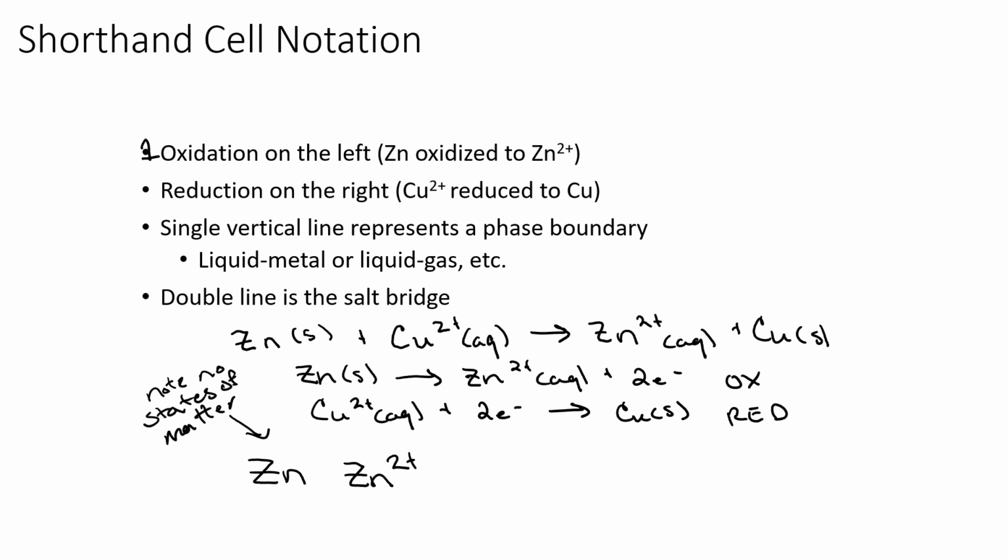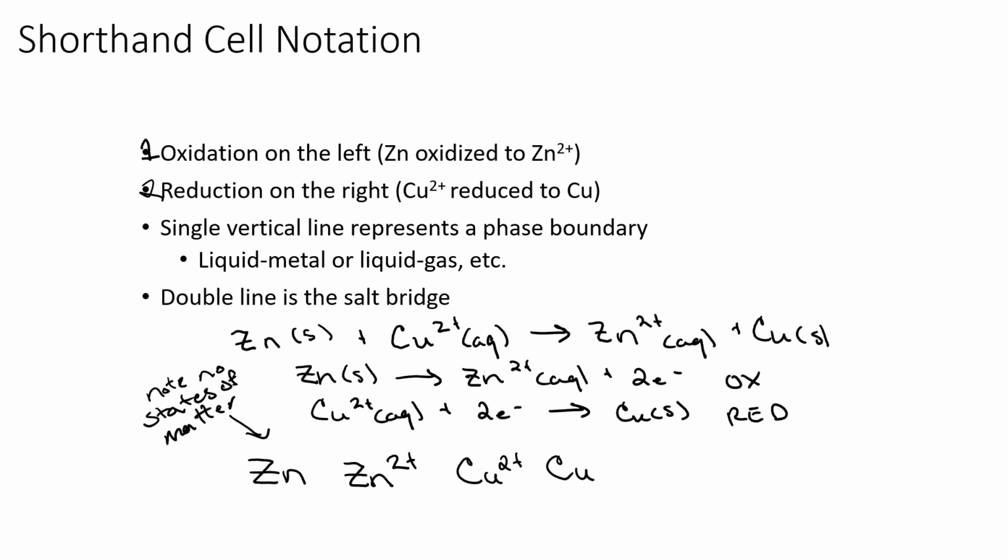All right, next off, our next bullet point says that the reduction is on the right-hand side. Just like for our oxidation, they're going to go to the right of the oxidation, but we are going to write the reactant, and then we're going to write the product. So of the two, the reactant is our copper 2. It is being reduced to copper. And again, we don't have any states of matter there.